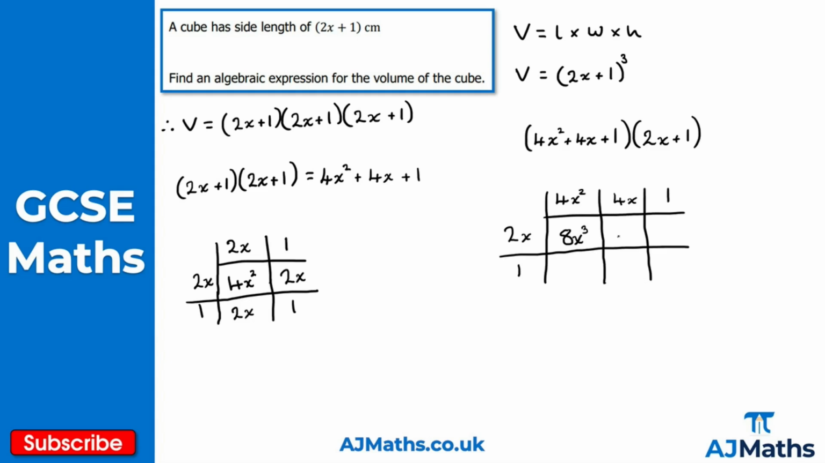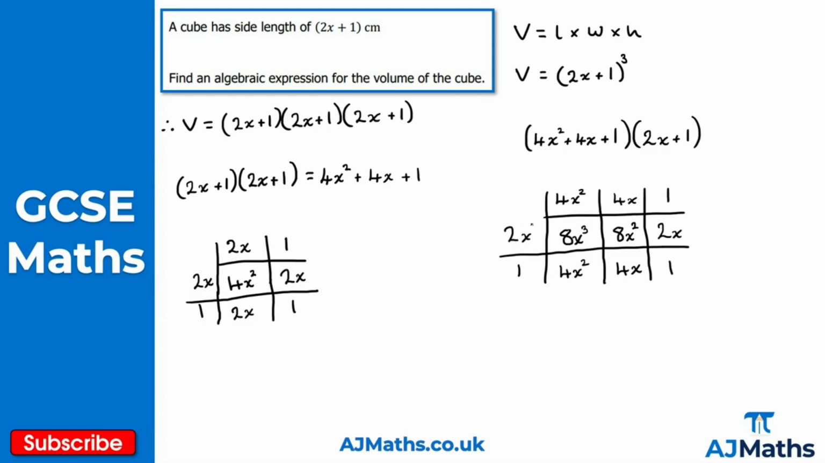2x times 4x, that's going to be 8x. Oh, sorry, 8x squared. Nearly made a silly little mistake there. And then finally 2x times 1 would give us 2x. We've then got 1 times 4x squared, so that's 4x squared. We've then got 1 times 4x, that's going to be 4x. And then finally 1 times 1 will give us 1 there.